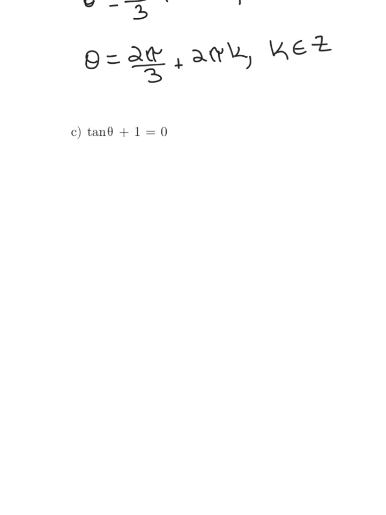Example C, we have the tangent of theta plus 1 equals 0. So the first thing we have to do is get tangent by itself by subtracting 1. So tangent of theta equals -1. Well, where is tangent negative? Tangent is negative in the second quadrant and the fourth quadrant. And if you think about that, those are diagonal from each other. Keep that in mind.